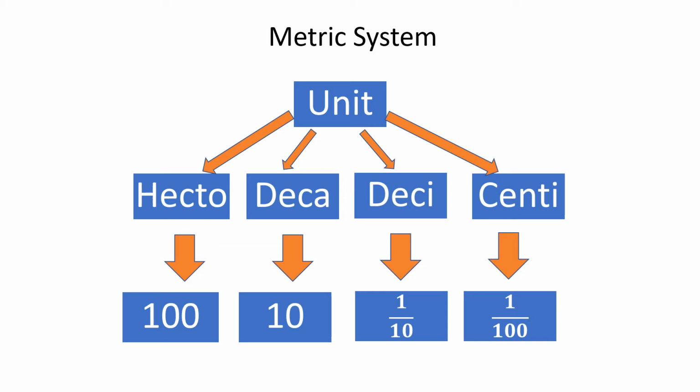Say for example, if you are having 1 meter and you're going to go to a centimeter, that means you need to divide 1 meter by 100. That means 1 divided by 100 meter is actually 1 centimeter, because you are going a unit to your right. That is why 1 divided by 100 meter is actually 1 centimeter. That is why 1 meter is actually 100 centimeters.